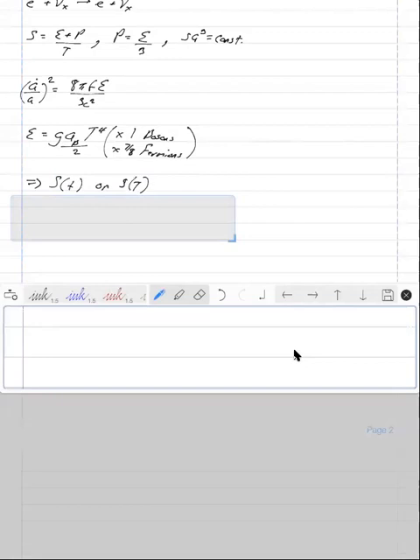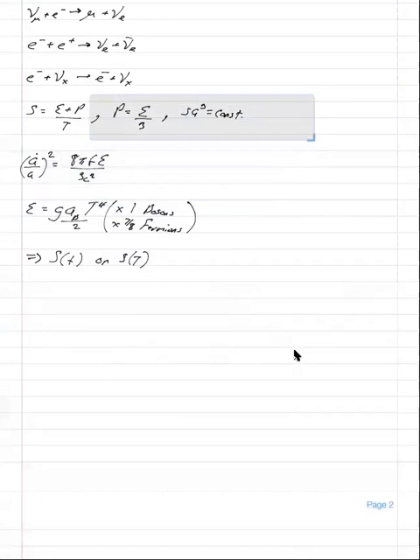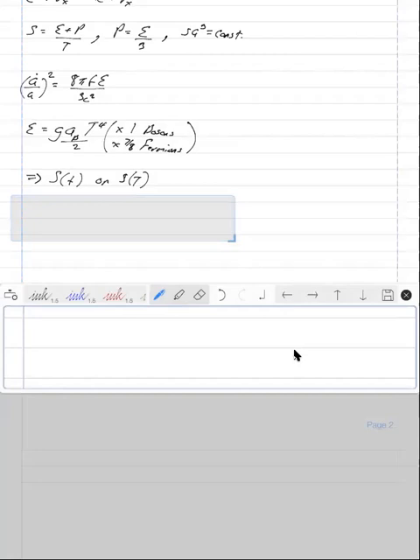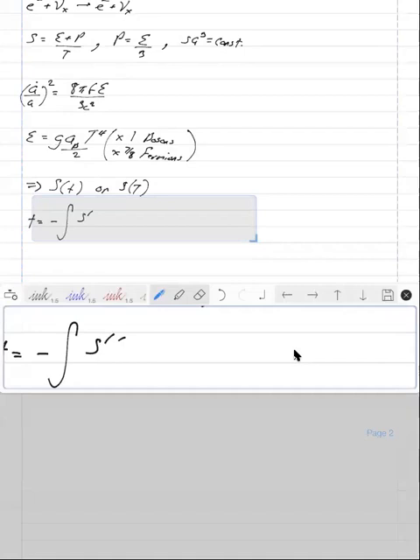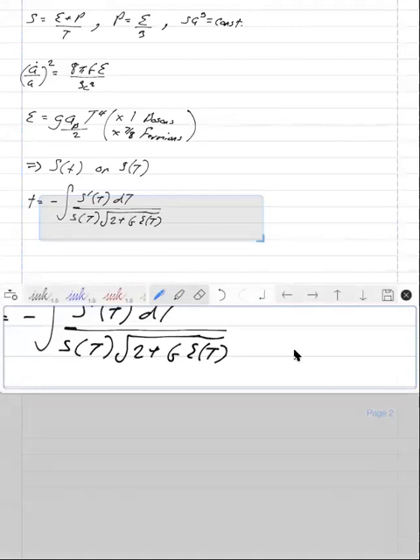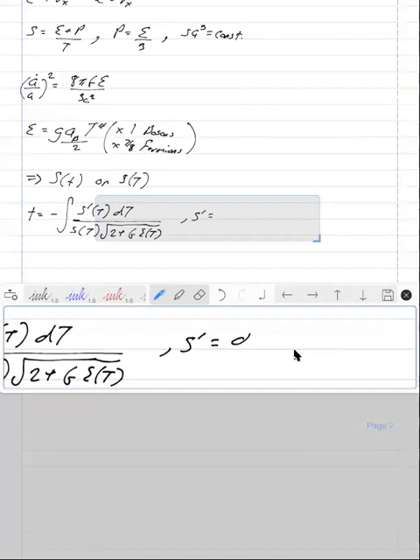In Weinberg, if we take these equations and plug them into this equation, which is essentially an evolution equation for the universe, then we can get an integral form: time is equal to minus the integral of S prime, the derivative of S with respect to temperature, times dT, divided by the entropy at some temperature, and then the square root of 24 G epsilon as a function of temperature. And just to remind you that S prime is T S dT.